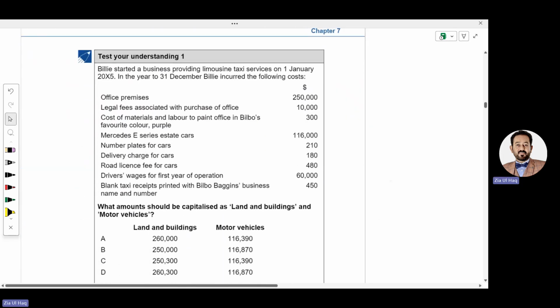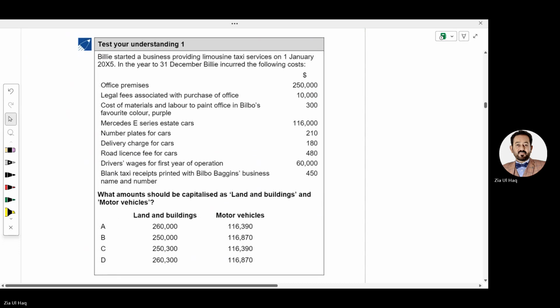Test your understanding one. You need to calculate what amount should be capitalized for land and building and for motor vehicle. There are two assets. Billy started a business providing a limousine taxi service on 1st January 20x5. In the year to 31st December, Billy incurred the following costs.